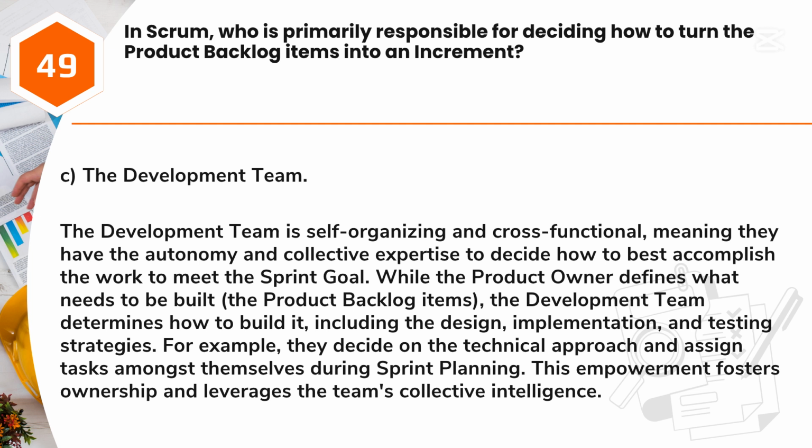While the product owner defines what needs to be built, the product backlog items, the development team determines how to build it, including the design, implementation, and testing strategies. For example, they decide on the technical approach and assign tasks amongst themselves during sprint planning. This empowerment fosters ownership and leverages the team's collective intelligence.